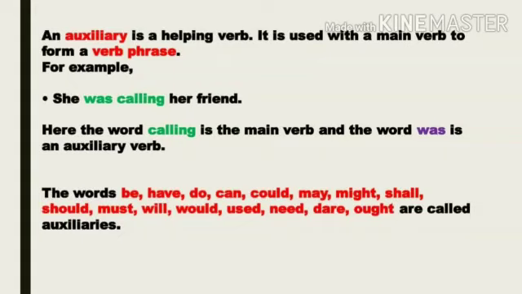Guys, there are many auxiliary verbs like be, have, do, can, could, may, might, shall, should, must, will, would, used, need, dare, ought. All these are called auxiliaries. And I am sure that you have heard about many of these in your previous classes too.